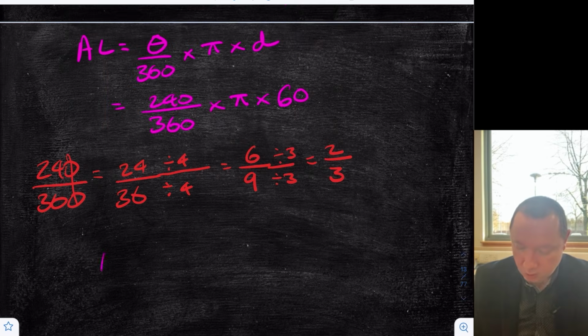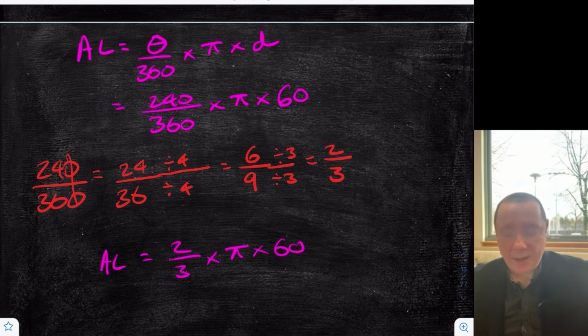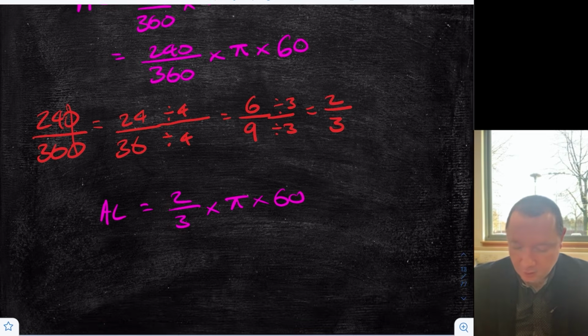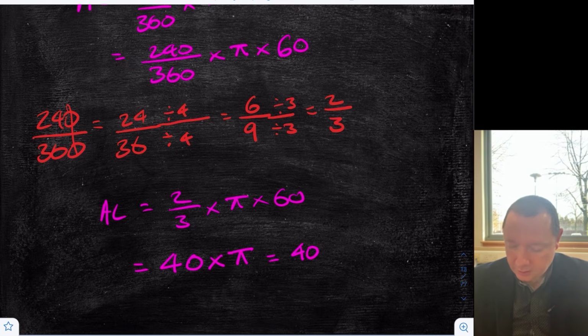I've got arc length is 2/3 times pi times 60. I'll leave the pi to the end. So I've now got 2/3 of 60. So I divide by 3 and times by 2. 3 twenties is 60. 20 times 2 is 40. So I've got 40 times pi. So that's 40 times 3.14.